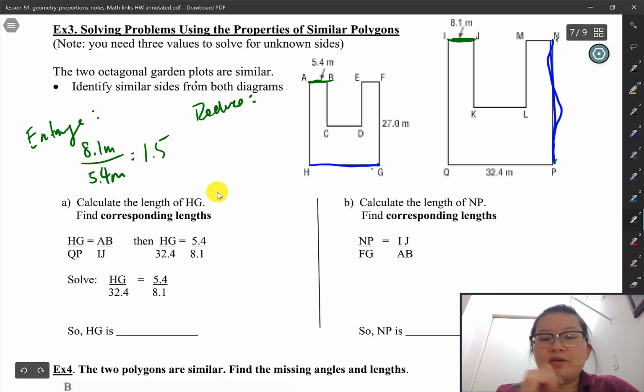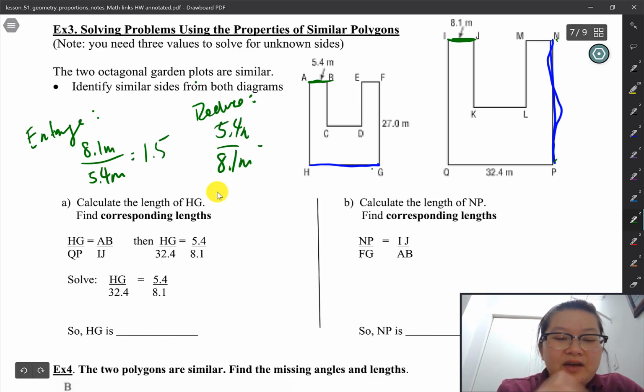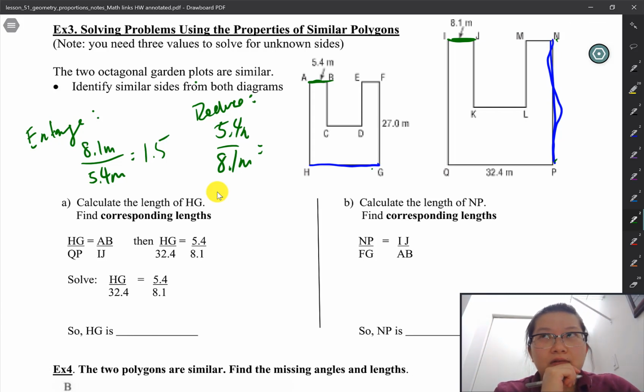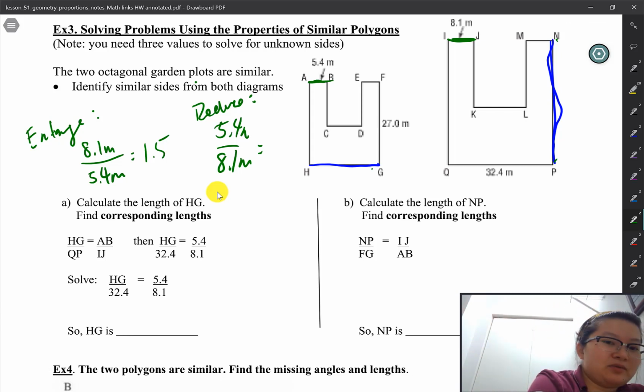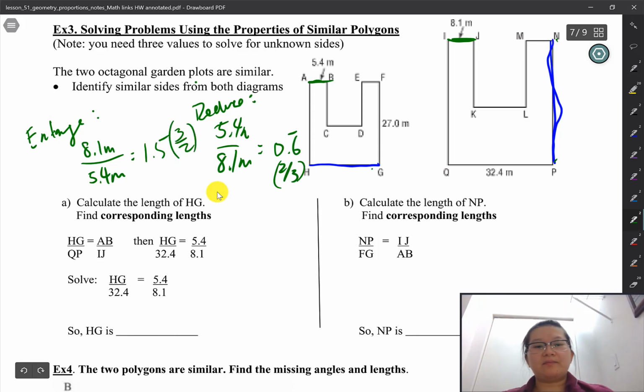What if I want a reduction? So I want to find the side length of the smaller polygon. Then I need to make sure the smaller polygon side is on top. 5.4 over 8.1. And that's going to give me 1 over 5. Is 2 over 3, I think. But we can always check. 5.4 divided by 8.1 is 0.66666, or this is 2 over 3 in fraction form. There you go. That's in fraction form. Okay. So now we figured out the scale factor.